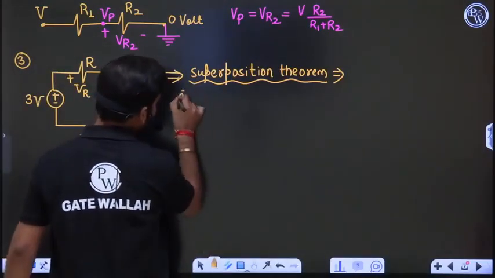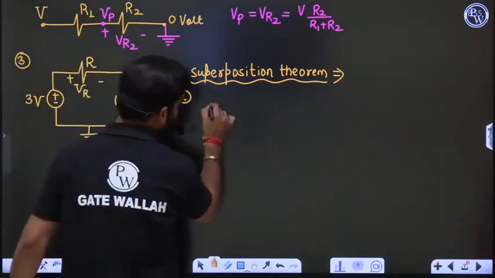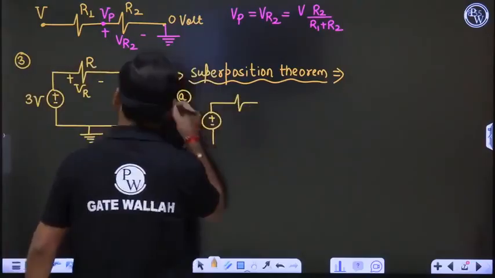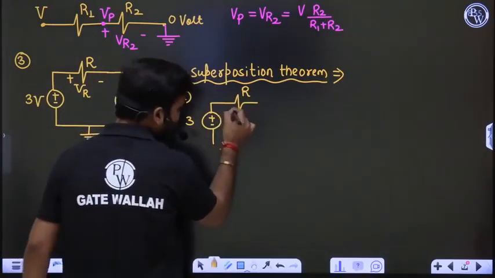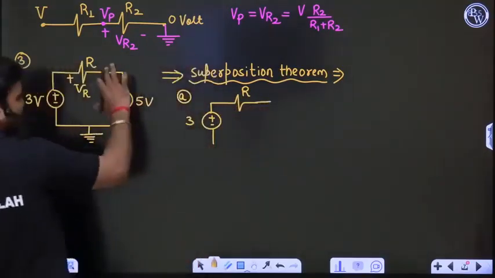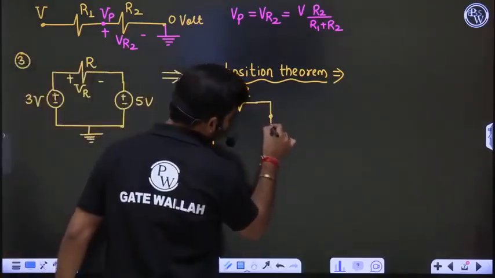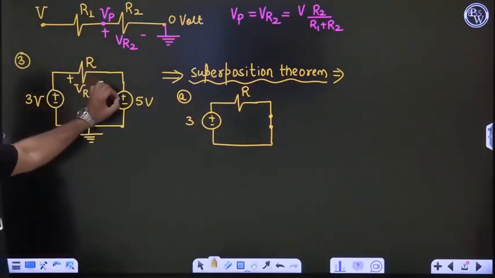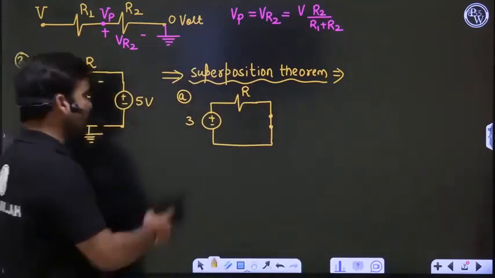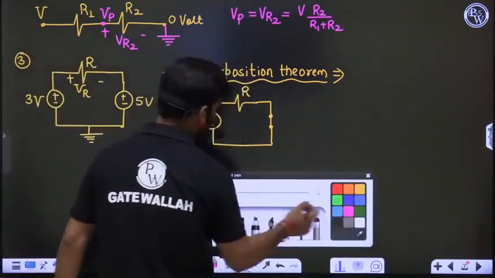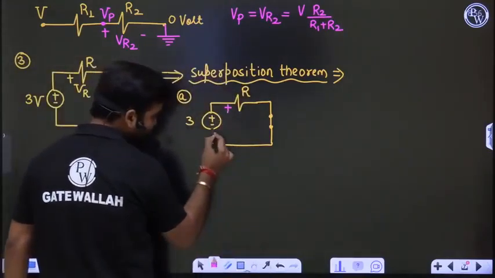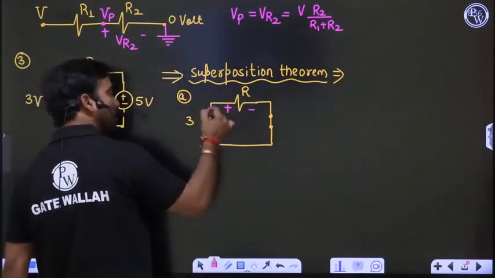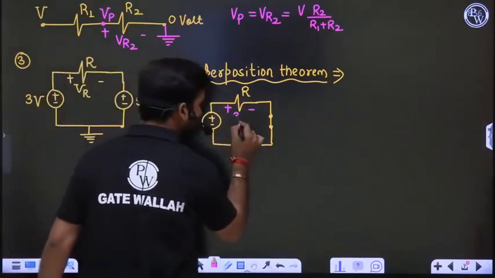In step A, 3 volt is alone available. So make the 3 volt battery, and this resistance is there. We have to calculate the voltage across it. Now this 5 volt is switched off. Switched off means, since it is a voltage source, we have made it a short circuit. Now what is the voltage across R? This is the plus, this is the minus. Only one source and one element R is available. This 3 volt will come over here.